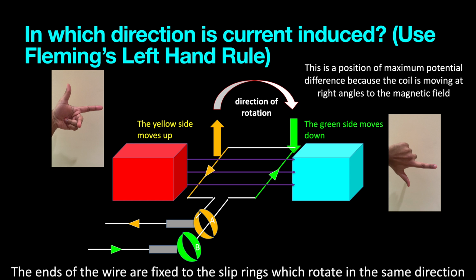The key thing to remember is that current first flows through slip ring B and then to slip ring A. So from B and to A. It's really important to remember when distinguishing between an alternator and a dynamo. So first from B and then to A. Make sure you remember that.